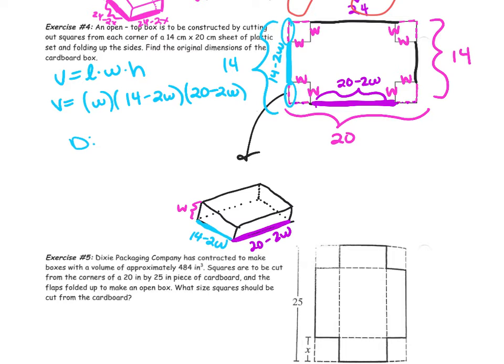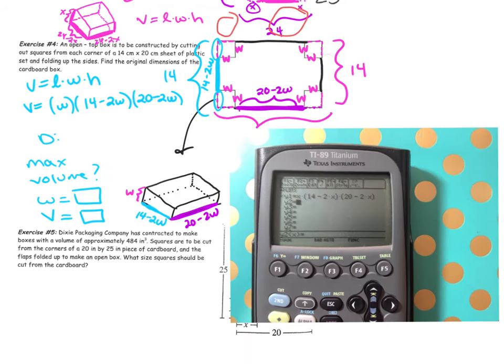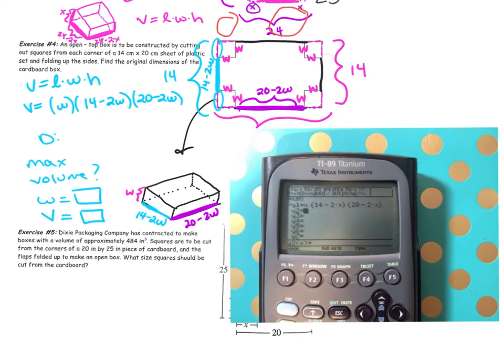We want to talk about what's the max volume. So what's the max volume when x equals what? Or sorry, really I should say w. So when w is equal to what value will we get our max volume? So we want to figure out those two pieces. Okay, so let's graph this so we can check out the domain. And that looks pretty clear, zoomed in, awesome.